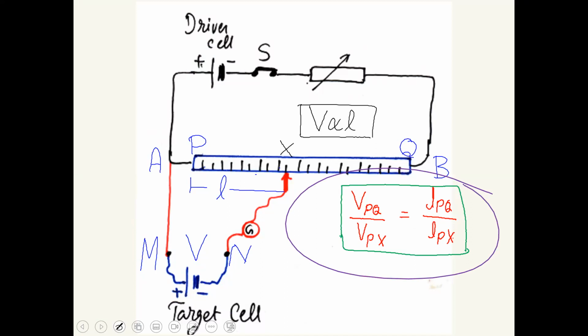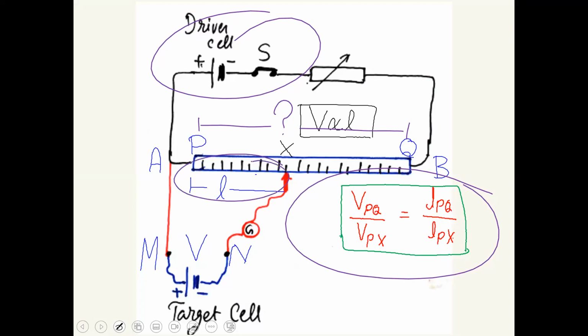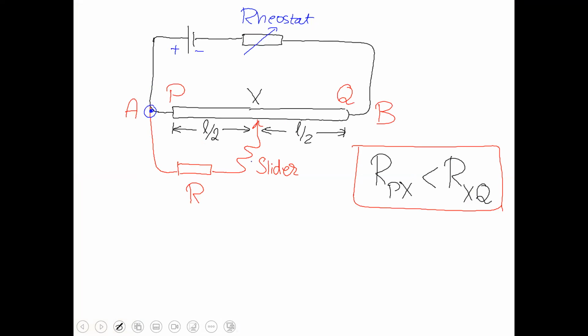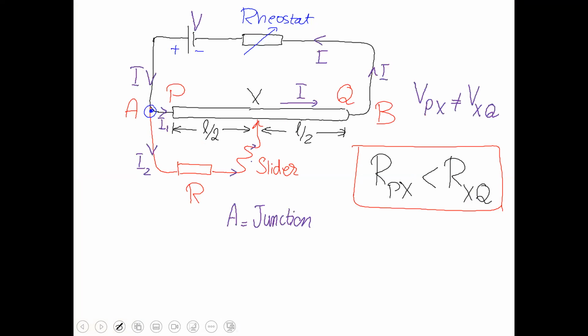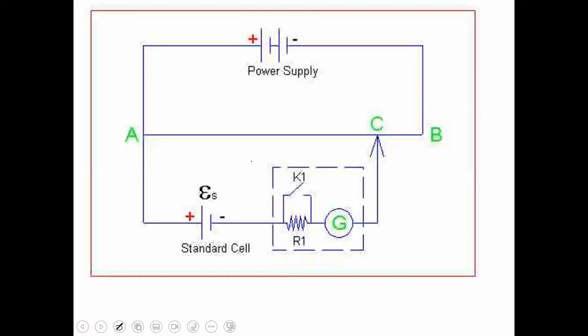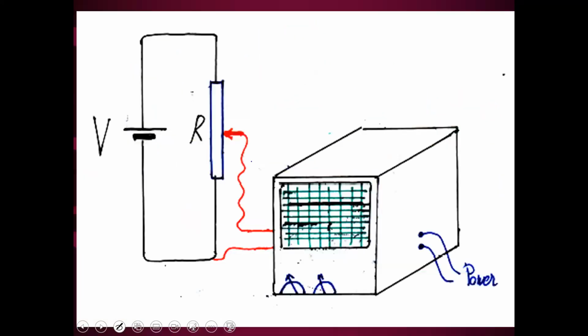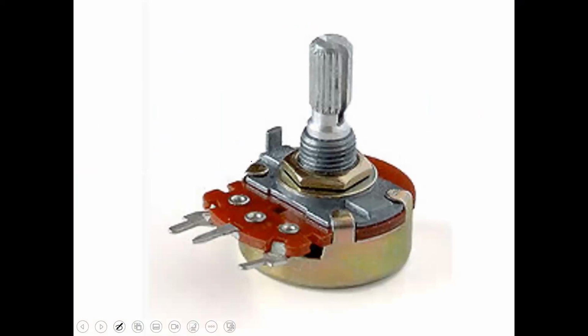At this point, you will stop and you will apply a ratio formula to get the voltage of the cell. The total voltage across the wire, we can find from the source cell, and we can use it as a ratio to find the voltage across Px. Using this method, we can find the voltage across the target resistance. This is called the slider mechanism, and this is how a potentiometer works. The potentiometer uses a galvanometer as a reference. This is called a potentiometer.